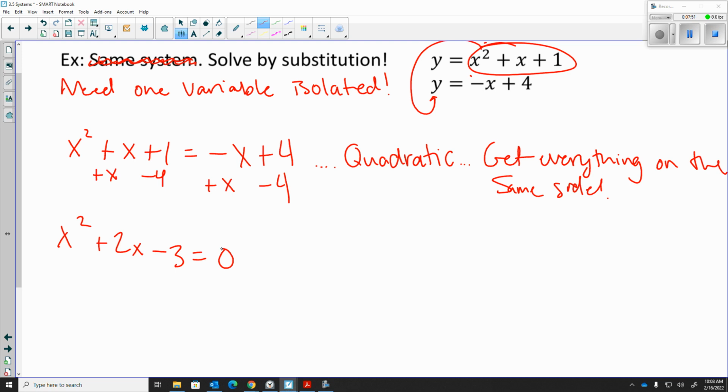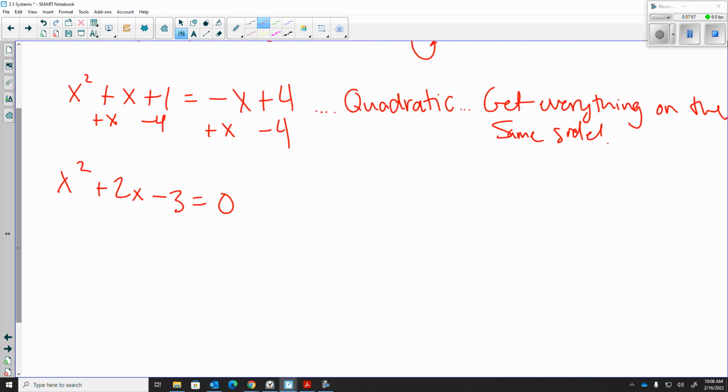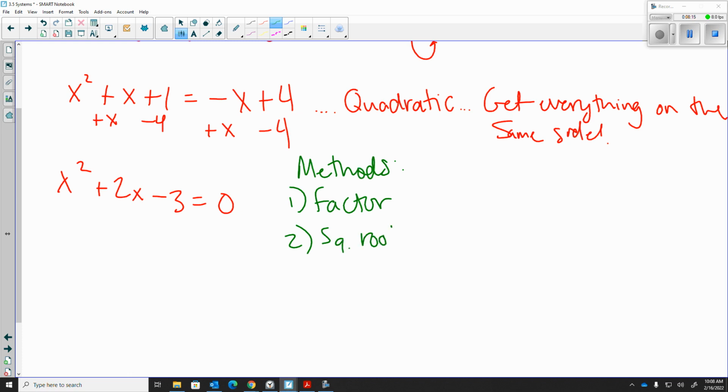Well, we got options. It's a quadratic equation. It's in standard form. We have 4 methods that we can use to solve it. What are the methods? All the things we've been practicing. Okay, so we can factor. What else can we do? Square roots. We can complete the square, or we can do quadratic formula.